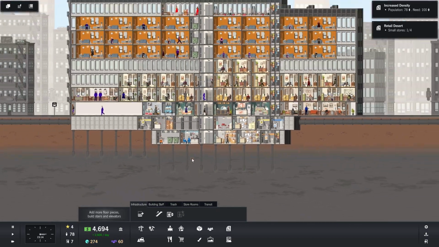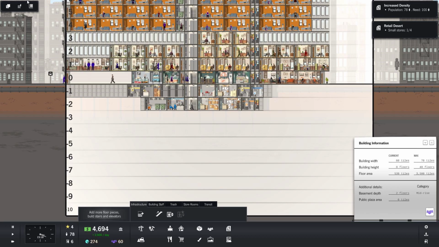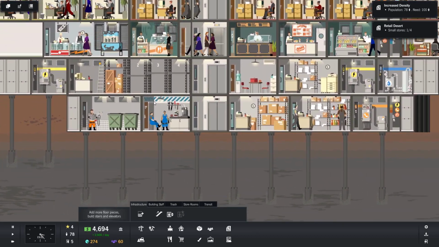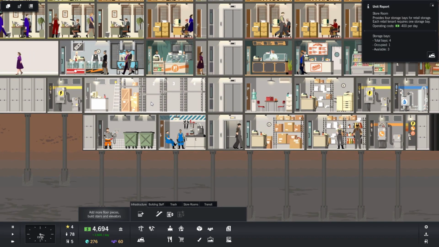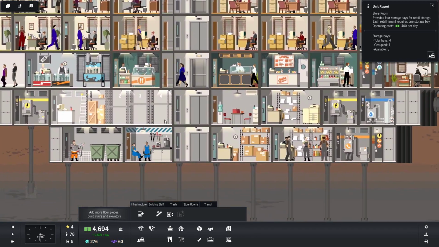And down in the basement, and your basement can extend quite a few layers, look at it, 10 floors down under the ground you can go. This is generally where you will have your management. So like, we have storage bays right here. This provides storage for stores. They especially need some storage areas.